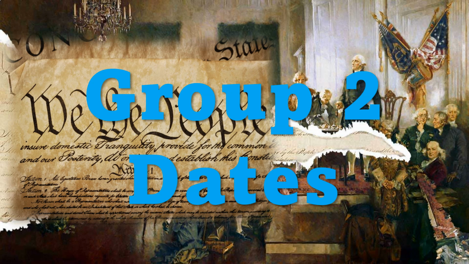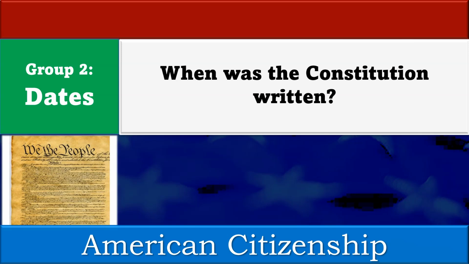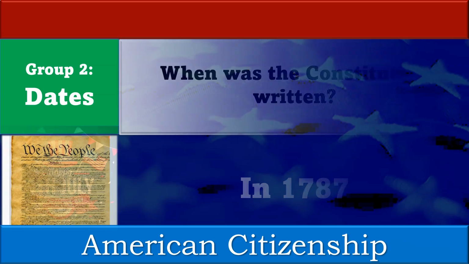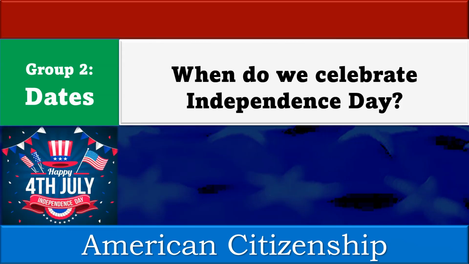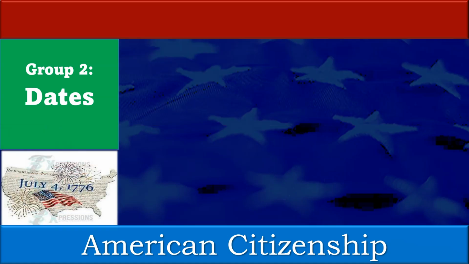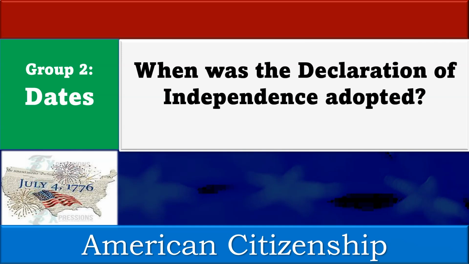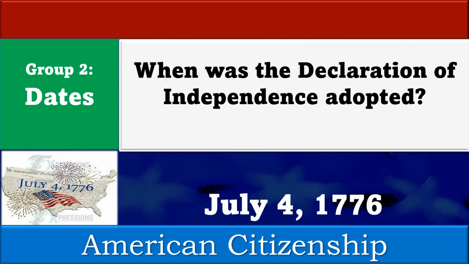Now let's move on to group number 2. This group deals with important dates in the United States. When was the Constitution written? In 1787. When do we celebrate Independence Day? On July 4th. When was the Declaration of Independence adopted? July 4th, 1776.